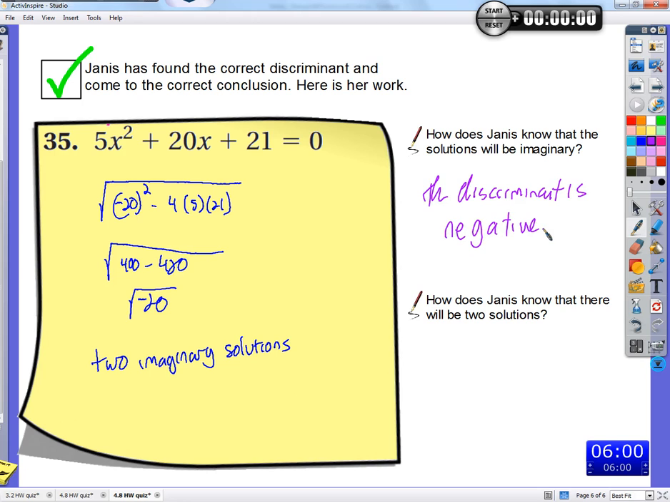How does Janice know that there will be two solutions and not just one solution? Yes, we got the plus minus part of the formula. That plus minus means we could add the square root of negative 20, or we could subtract the square root of negative 20.